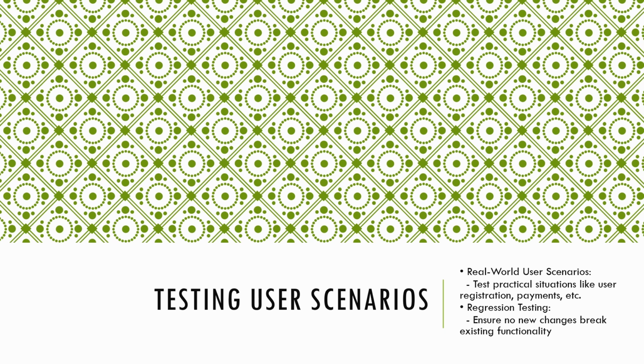Testing user scenarios ensures that the system performs correctly in real-world situations. Think about how users will interact with your application. Actions like registration, payments, or even error handling should be tested. Regression testing is also important to make sure that new changes don't break previously working features.